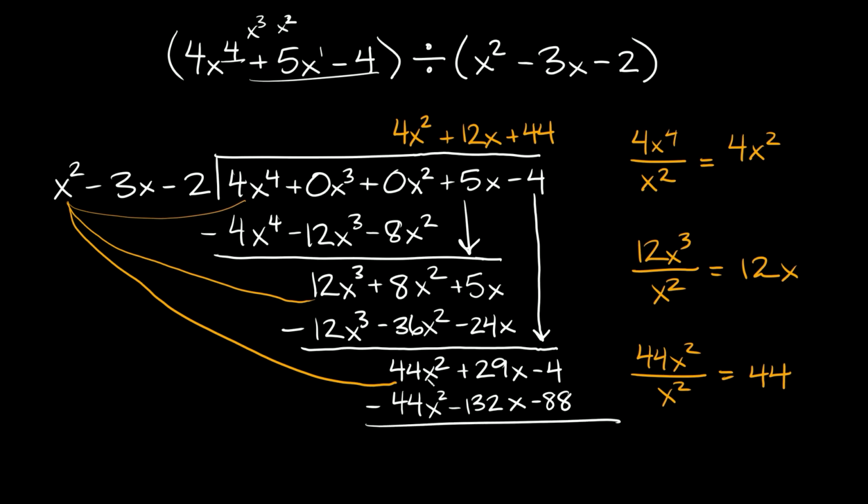What do we get? So 44x squared minus 44x squared, again, is just 0. Here, 29 minus negative 132 is the same thing as 29 plus 132, and that's equal to positive 161x. Okay, and then here, negative 4 minus negative 88 is equal to positive 84. Okay, there's nothing left to bring down, so then this is our remainder, right?